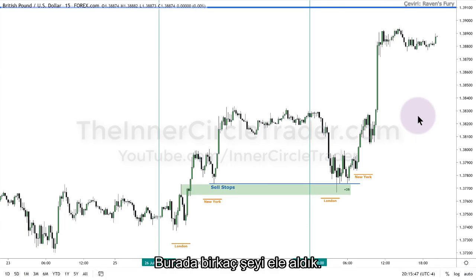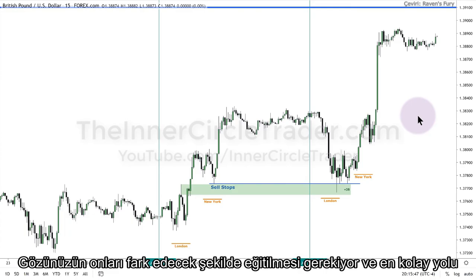So we covered several things in here. Foundations to institutional order flow. How do we frame that? We look for the weekly range. We look for clean levels. Very clean levels. Your eye needs to be trained to look for them.